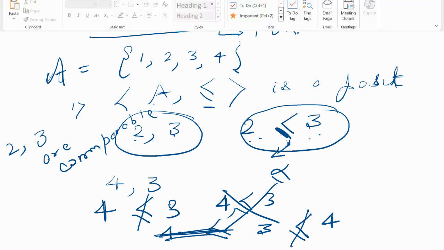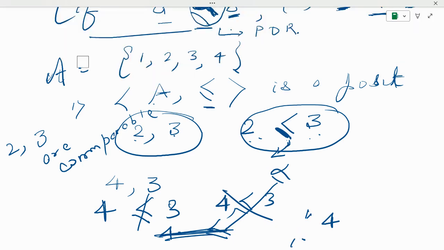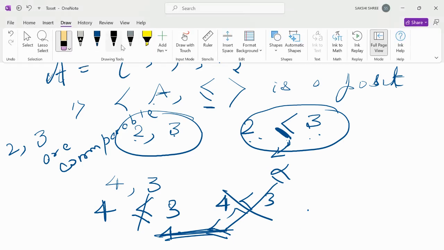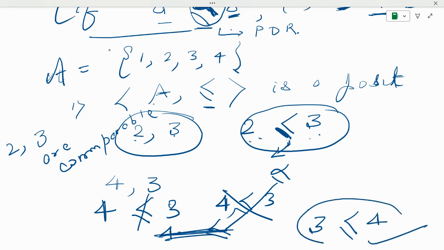just a second, I misprinted this part. So 4 is not less than or equal to 3, but if we reverse the direction, that is if we say 3, then 3 is less than or equal to 4. So 3 is less than or equal to 4, but 4 is not less than or equal to 3, right? So 3 and 4 are comparable, since 3 is less than or equal to 4.